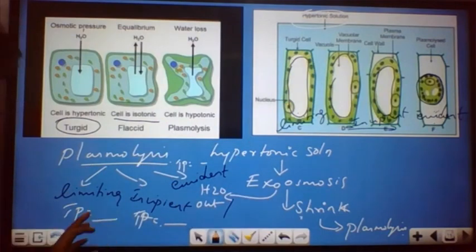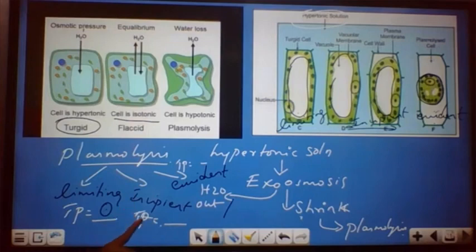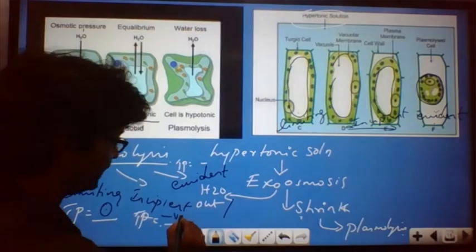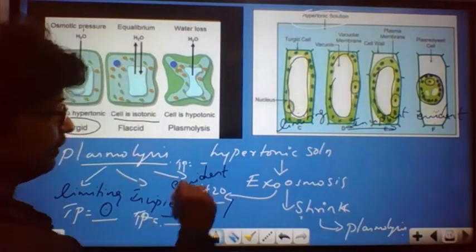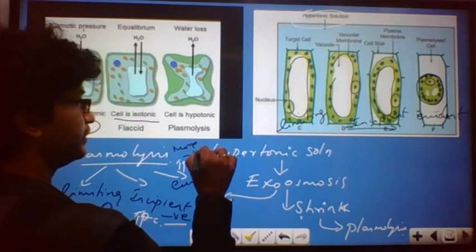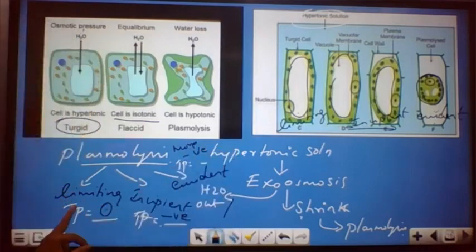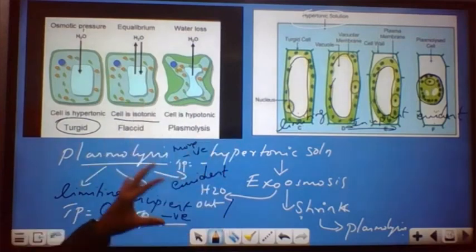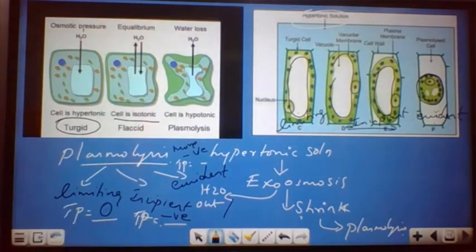Okay, guys. Regarding turgor pressure, in limiting plasmolysis the turgor pressure is zero. Coming to incipient plasmolysis, it is mostly negative. In evident plasmolysis, it is more negative. But the turgor pressure in the initial stage of plasmolysis is zero. So this is just a brief introduction, an outline of plasmolysis.